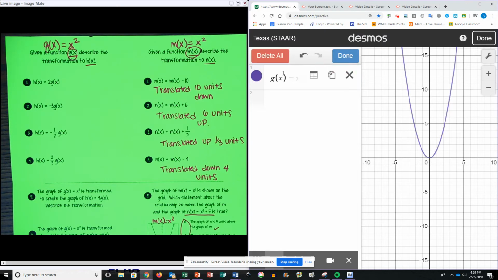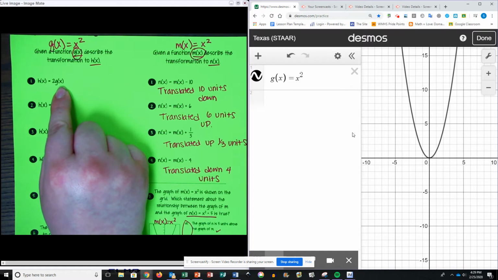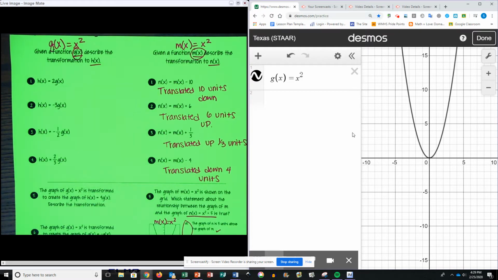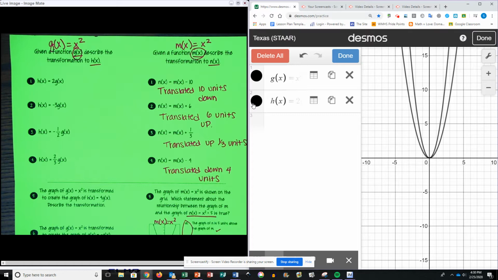I'm going to go back to my settings and make it black. That way I can really tell the difference between the transformations that we see. The next thing I want to do is h of x equals 2 times g of x. I'm going to type that in so we can see what it looks like. h of x equals 2 g of x. And sometimes Desmos will give you the same color, and I actually want this color to be different. So I'm going to make this color purple, just so I can really tell the difference.